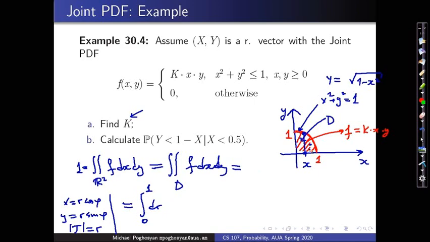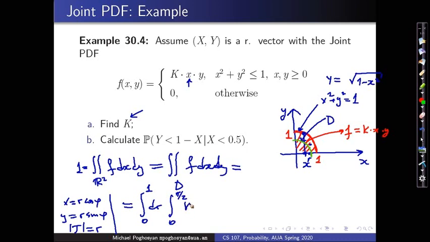And for each fixed r, if I am fixing r, I'm getting something like this. All points with distance r from the origin, then only the portion where phi is between 0 and pi over 2 will be inside my D. So phi is running from 0 to pi over 2. And here, in f, instead of x I need to plug r times cosine of phi. Instead of y, I need to plug this, and I need to multiply by the absolute value of the Jacobian.